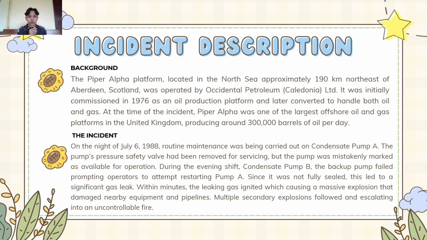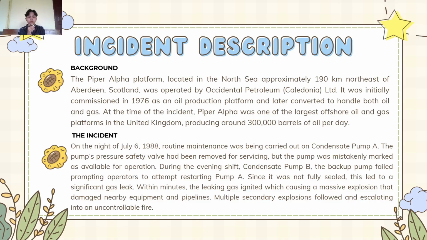Assalamualaikum warahmatullahi wabarakatuh. My name is Ahmad Rushdi bin Razali, and now I will present my part, which is the incident description. First, the background. The Piper Alpha platform, located in the North Sea approximately 190 km northeast of Aberdeen, Scotland, was operated by Occidental Petroleum. It was initially commissioned in 1976 as an oil production platform and later converted to handle both oil and gas. At the time of the incident, Piper Alpha was one of the largest offshore oil and gas platforms in the United Kingdom, producing around 300,000 barrels of oil per day.